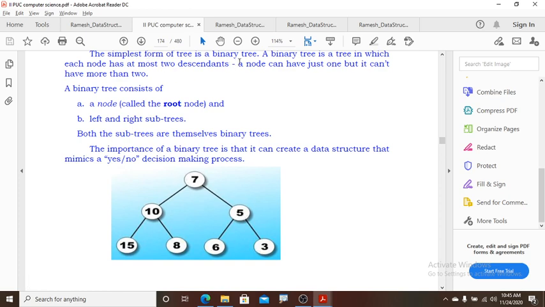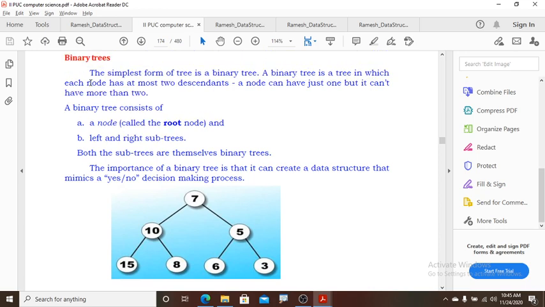The simplest form of the tree is a binary tree. A binary tree is a tree in which each node has at most two descendants. A node can have just one, but it can't have more than two. If it contains more than two, we cannot say it is a binary tree. Okay, so you can distinguish like this.